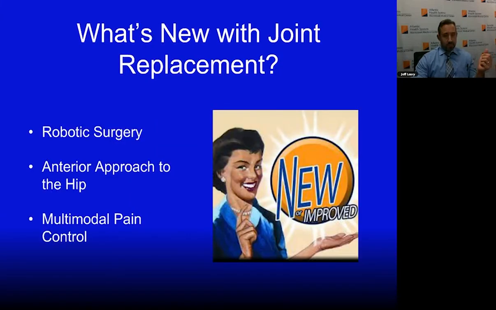So really what is the newest, and this is opinion, this will vary, but in my opinion, the three things that have changed the most in the last decade within joint replacement would be the increased use of robotic surgery, the use of the anterior approach for hip replacement, and also how well we're controlling pain with a multimodal approach, a narcotic sparing approach. Those three things, which we're going to touch on, I think are really the most influential that I've seen in the last 10 years with how we're doing joint replacements today in 2020.